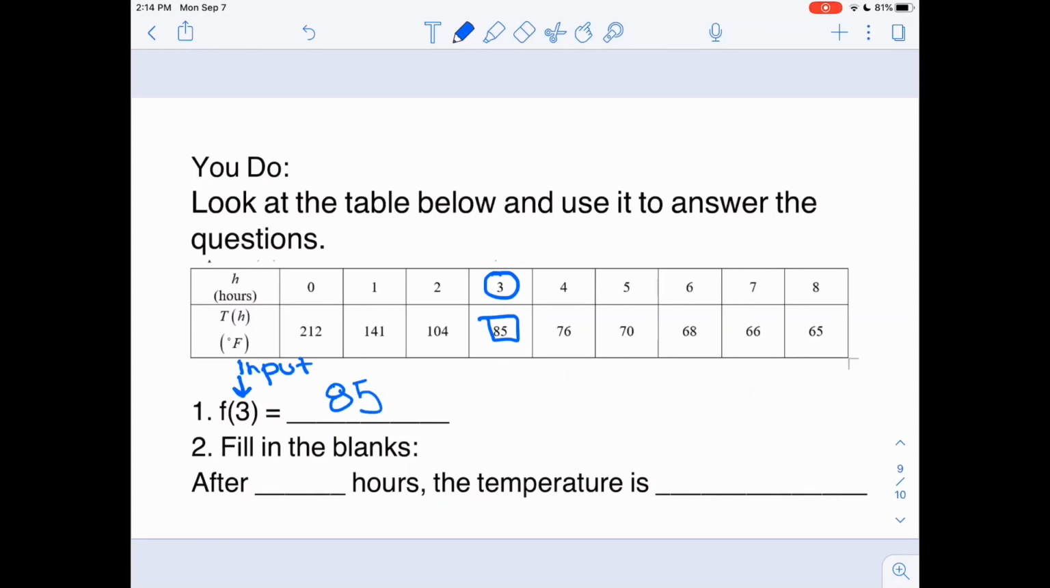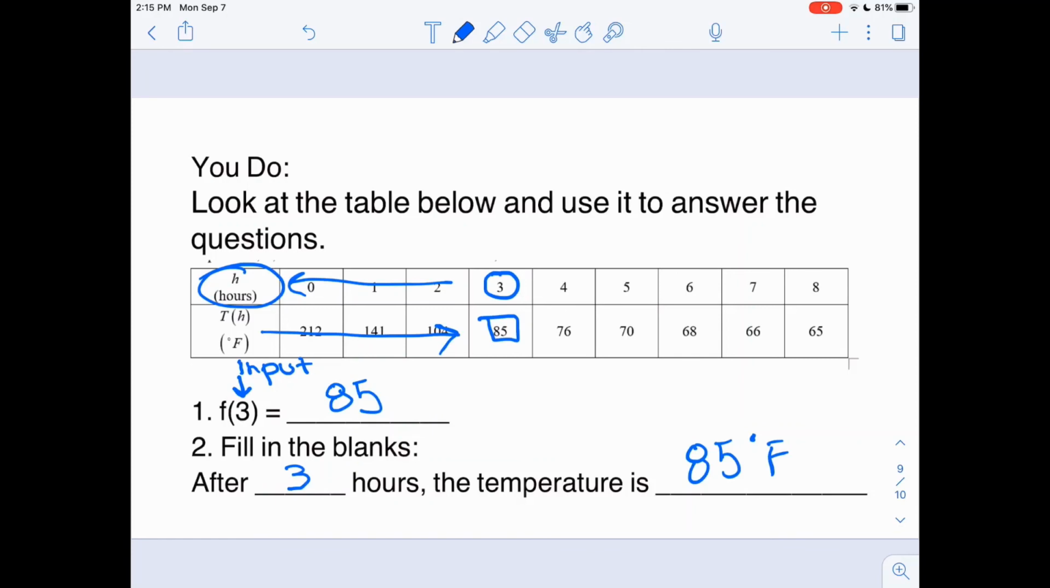And for question 2, I need to fill in the blanks. After blank number of hours, the temperature is blank. Well, if 3 is my input, 3 would be my number of hours. So I'm going to write after 3 hours, and temperature was the output. So I see that after 3 hours, the temperature is 85 degrees Fahrenheit.